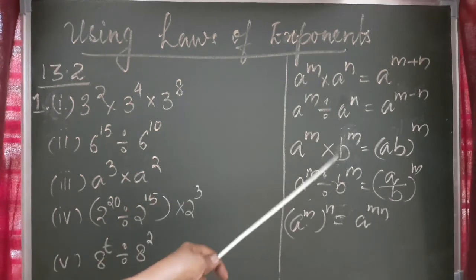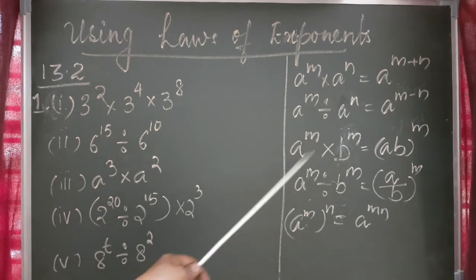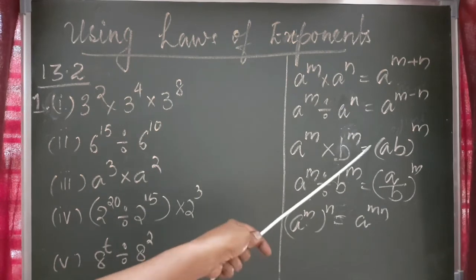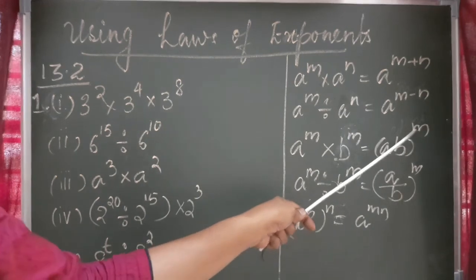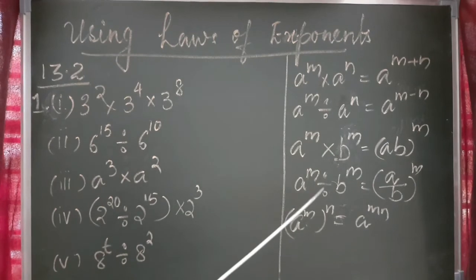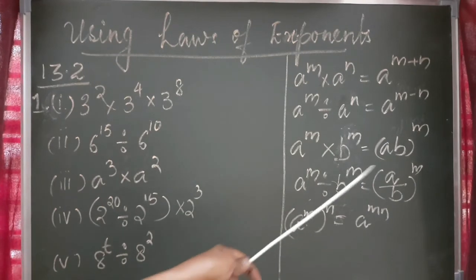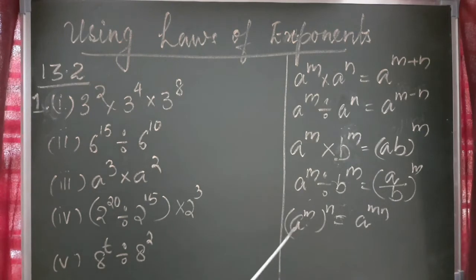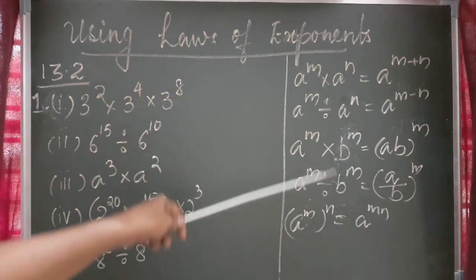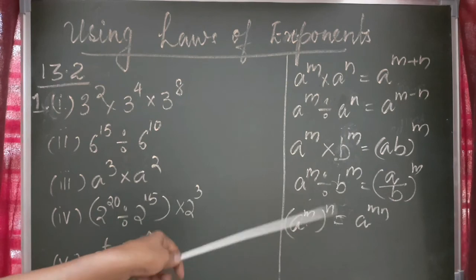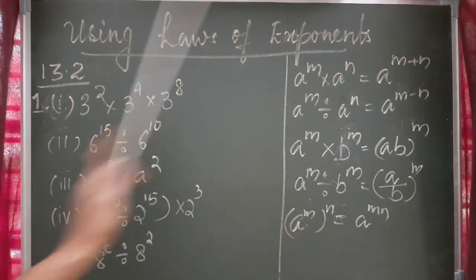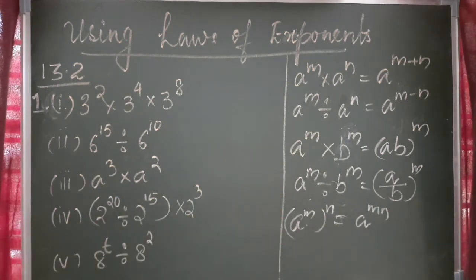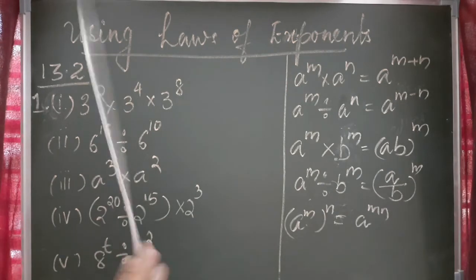a raised to m into b raised to m. Here the bases are different, and it is equal to ab whole raised to m. a raised to m divided by b raised to m is equal to a by b whole raised to m. a raised to m whole raised to n is equal to a raised to m into n. These are the laws of exponents that we have learned. Now we are going to use these laws in the questions which are here.